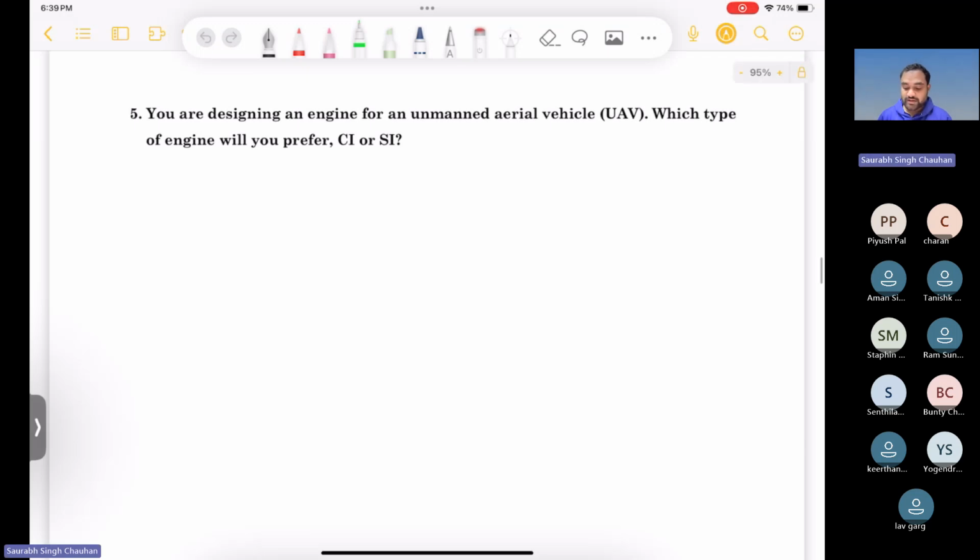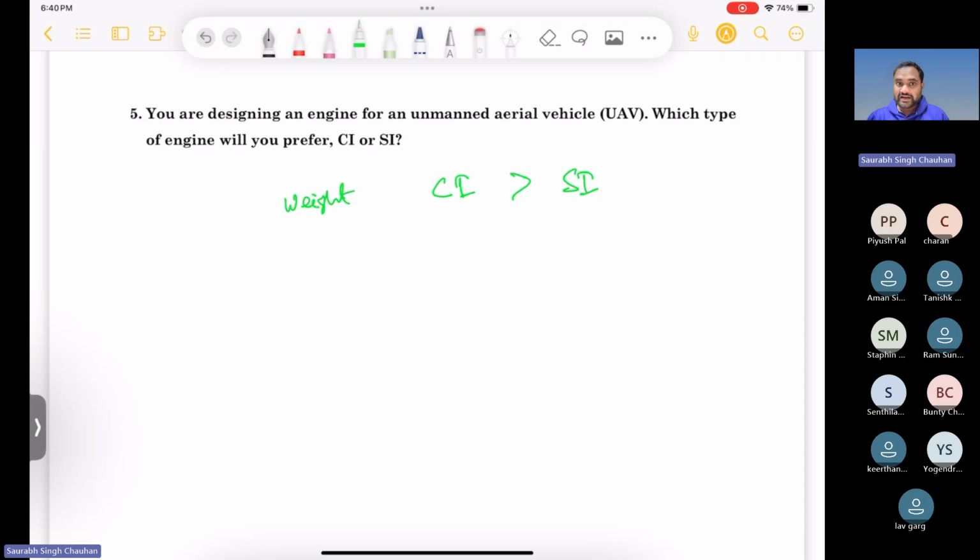So which type of engines are heavier, CI engine or SI engine? Compression ignition engines, right? The weight of a CI engine is more than an SI engine. Why? Because we have already discussed in the previous question that the compression ratio in a CI engine is way more than an SI engine, and since the compression ratio is more in a CI engine, there is a lot of pressure inside the cylinder. Peak pressure inside the CI engine is more than that in an SI engine.